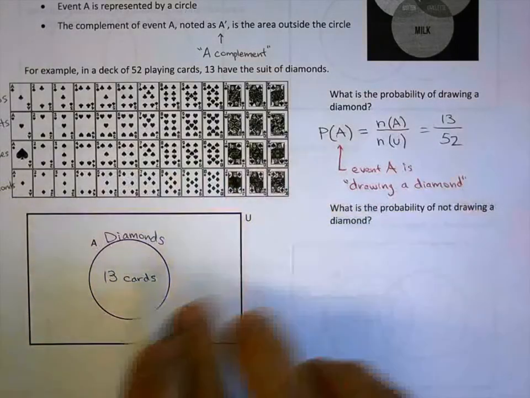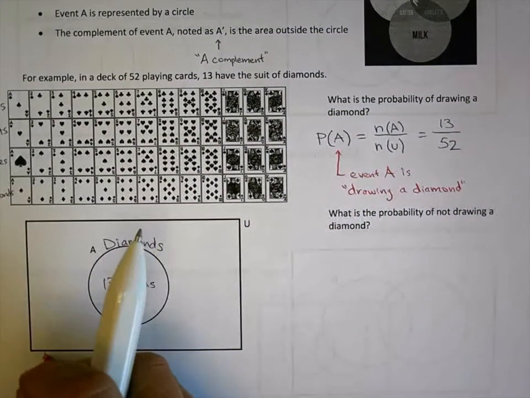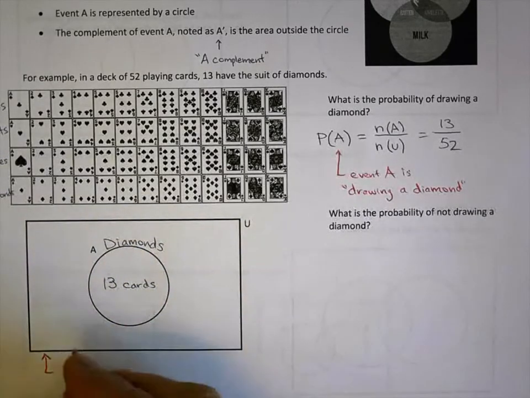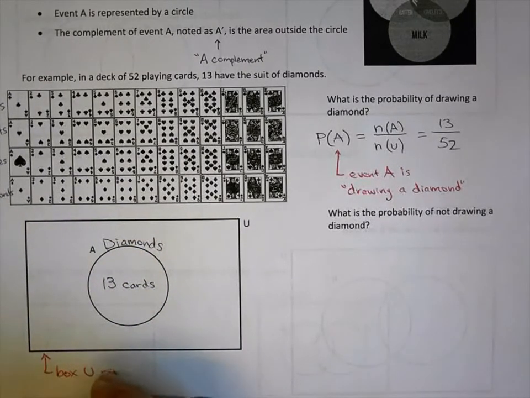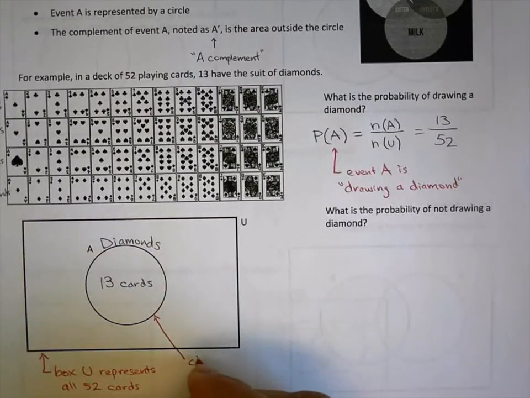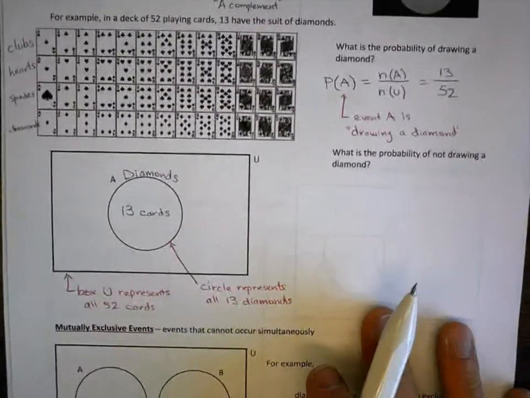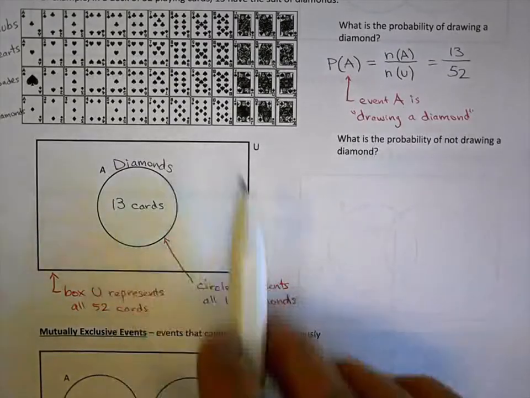Okay, and that is linked, right? These two things are showing the same thing. We should just put a note that box U represents all 52 cards. And this circle represents all 13 diamonds. So you're going to get more comfortable with this kind of notation.